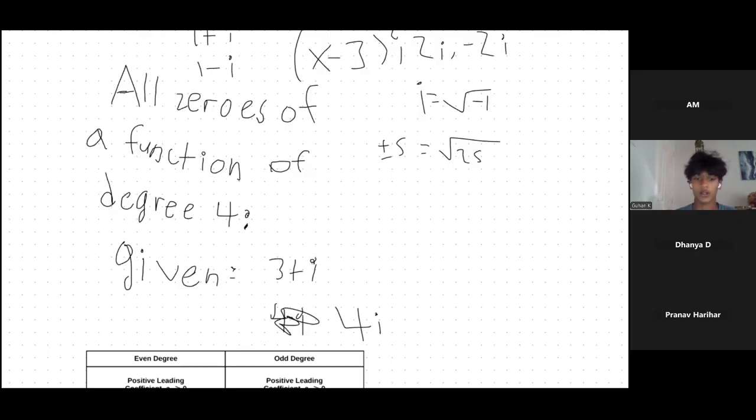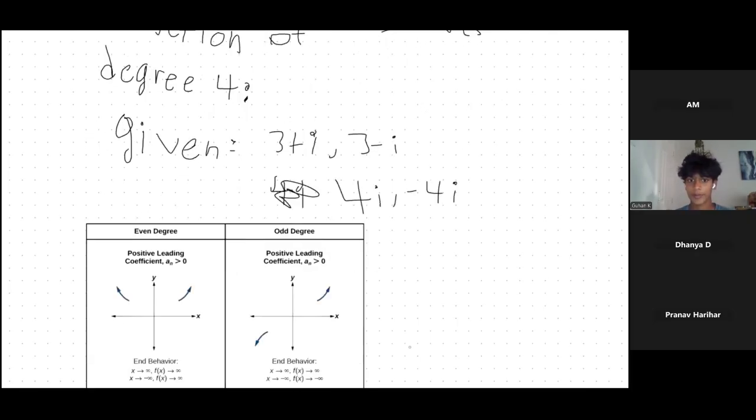All right, I'm going to go over the answers. Since we're just trying to make i negative, the pair for 3 plus i is going to be 3 minus i, and the pair for 4i is going to be -4i. Now, any questions on that, by the way? All right, none. Okay, that's good.